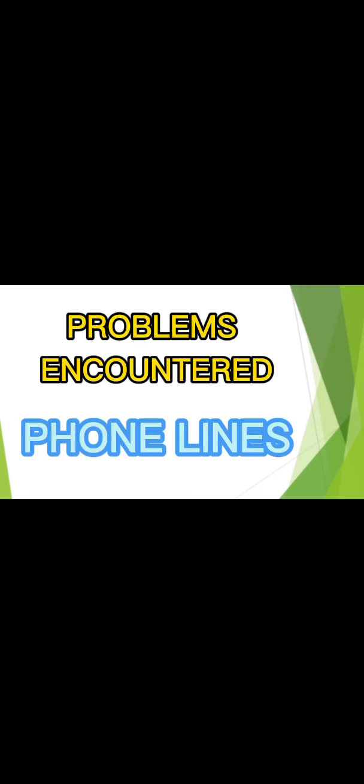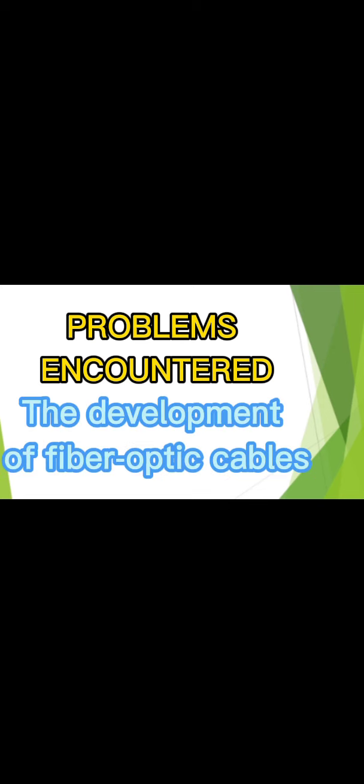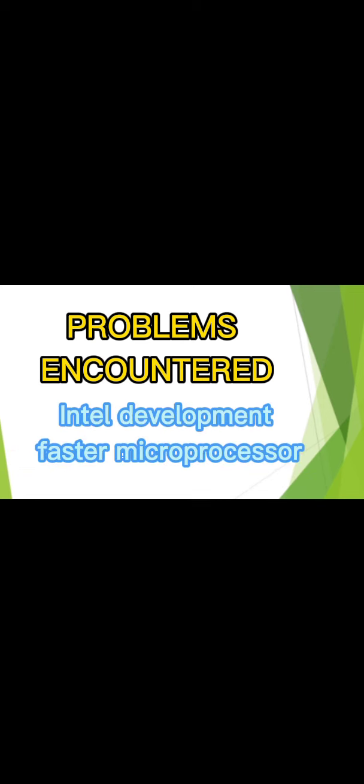In case of an attack, military advisors suggested the advantage of being able to operate on one computer from another terminal. In addition, in the early days, the internet was used mainly by scientists to communicate with other scientists. And the problems encountered in the internet were the speed, the phone lines, the development of fiber optic cables, and Intel developing a faster microprocessor.